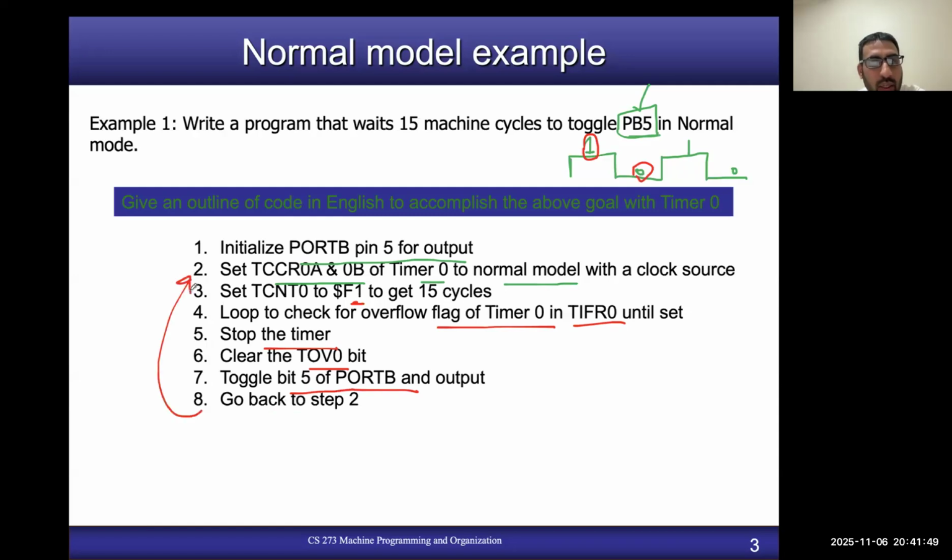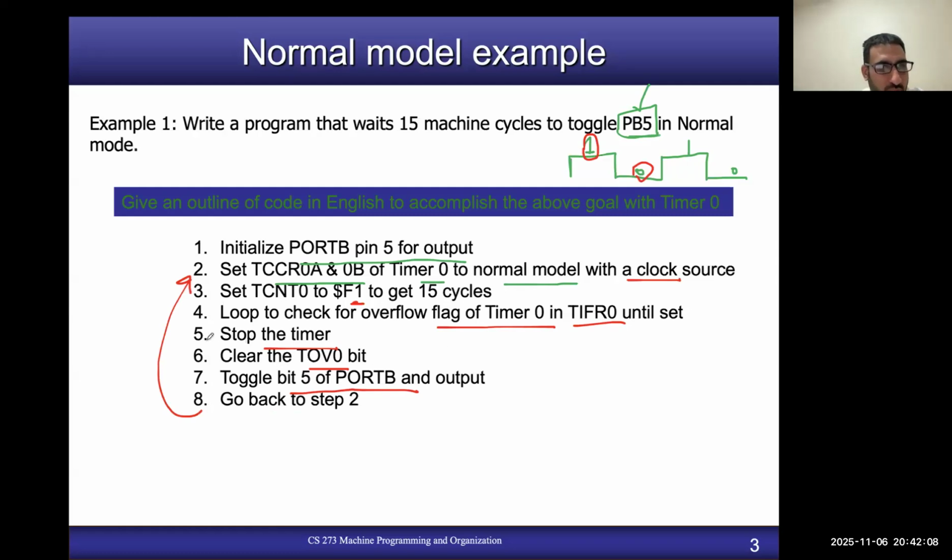Not step 2, but yeah, actually we need to go back to step 2, because when you select the clock frequency, at that time your timer starts incrementing the value.